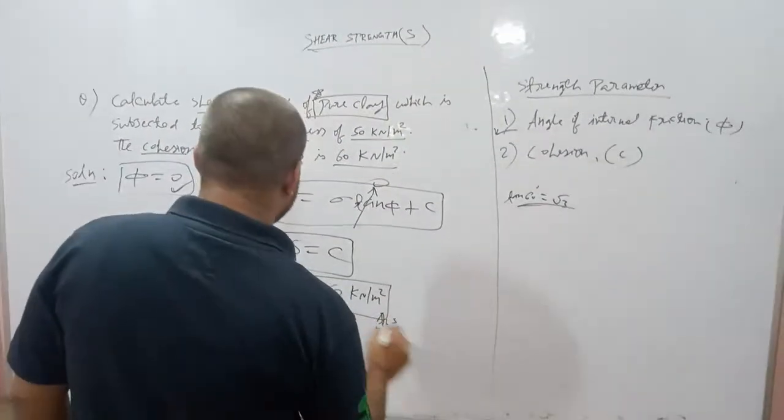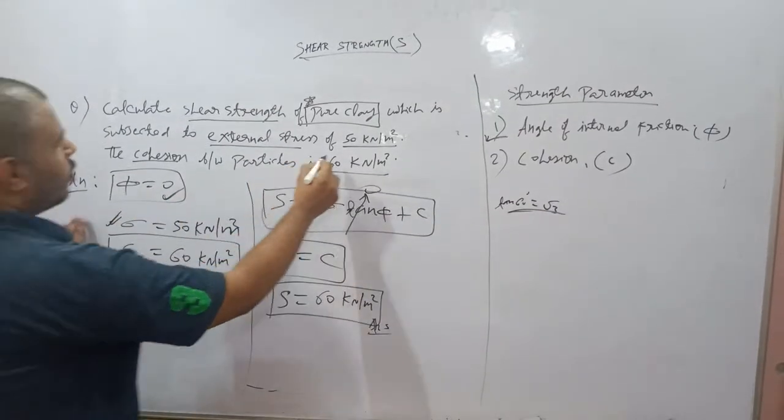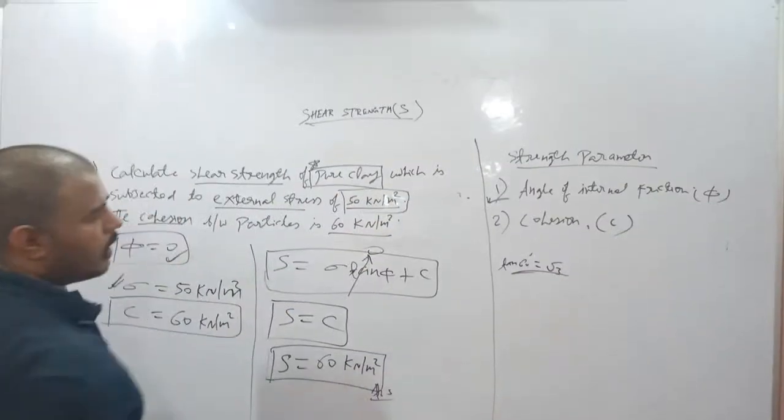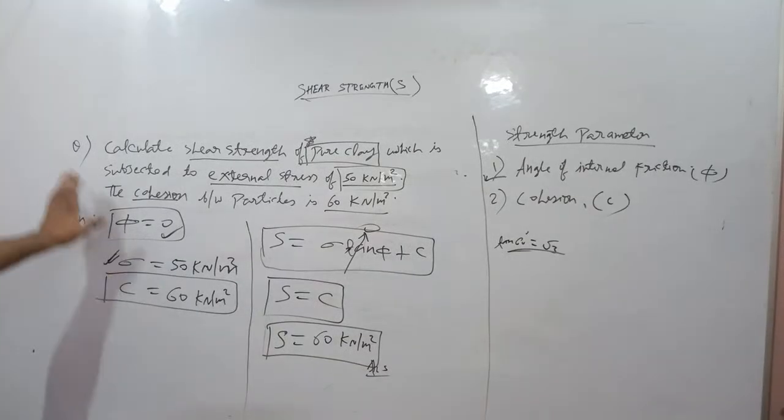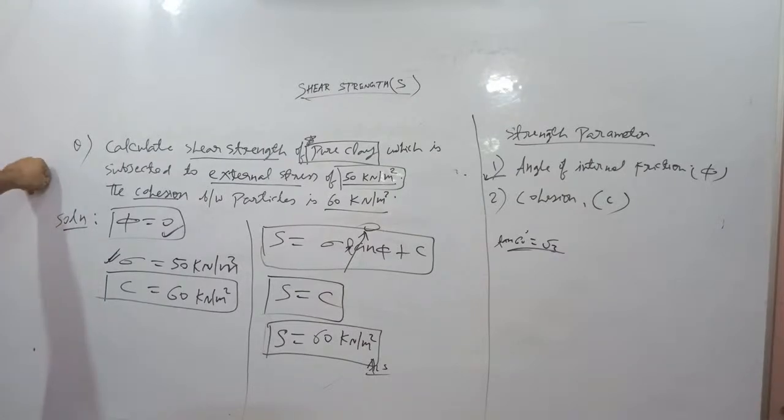And the sigma value is given only to confuse you. As such, nothing huge is there in this question. The sigma value is given only to confuse you, so that you wonder why this value is given in this question. But it is actually not required to solve this question. Okay. So this was the second question.